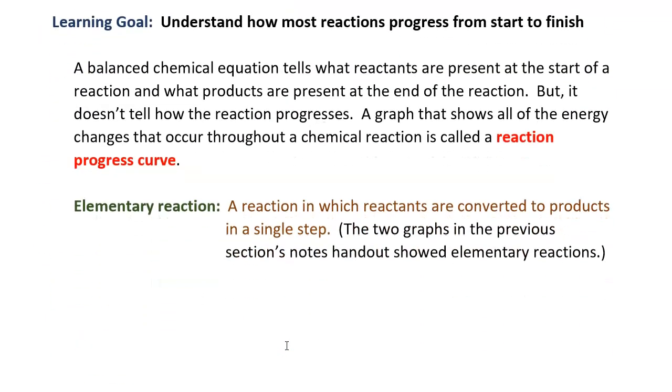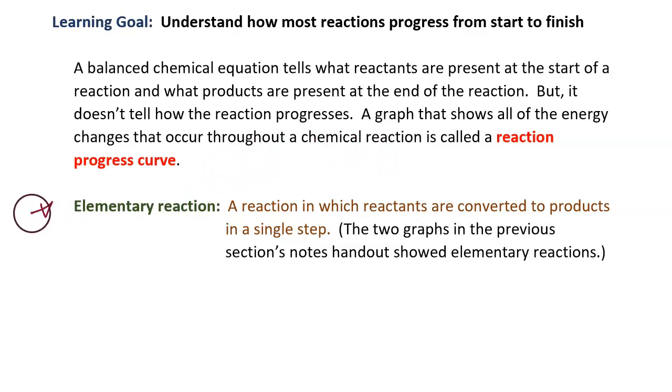The next learning goal: understand how most reactions progress from start to finish. A balanced equation tells what reactants are present at the start of a reaction and what products are created by the end of the reaction. But it doesn't tell how the reaction progresses. A graph that shows all of the energy changes that occur throughout a reaction is called a reaction progress curve.